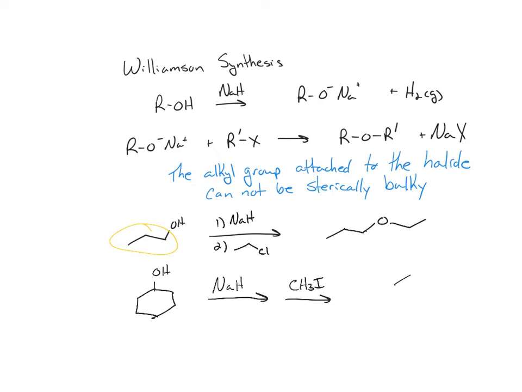So in this case, hopefully you got something that looked like this. Is that what you got? We're doing good today. Williamson synthesis. So it's an easy way of making ethers. Once we have an ether, we can do an acid cleavage.